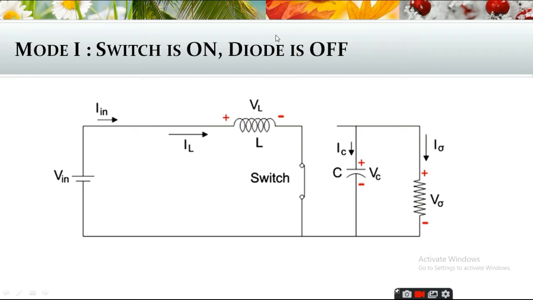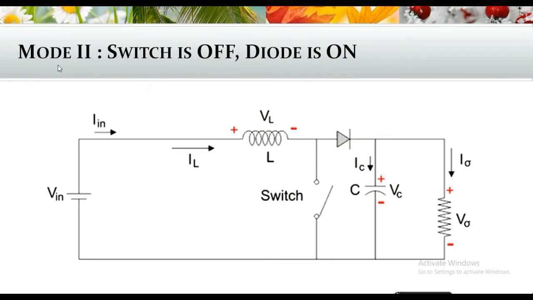Mode 1. When the switch is on and the diode is off, the closed circuit path is Vin plus, inductor L, switch, and Vin minus. During the on period, the inductor stores energy in it. Now the load current will increase from I minimum to I maximum and the supply voltage applied to the load V0 is not equal to Vin.